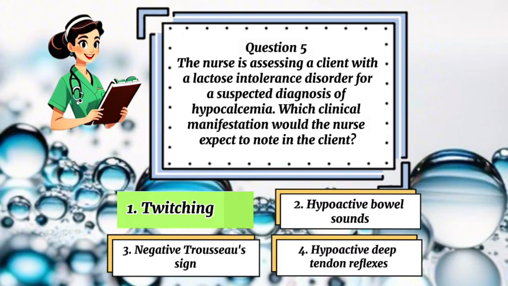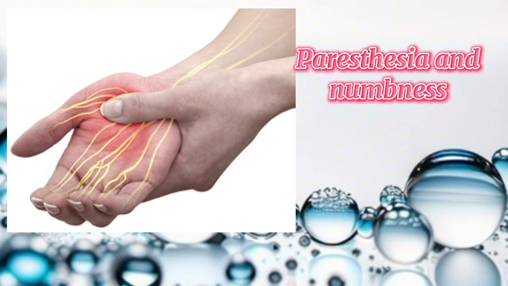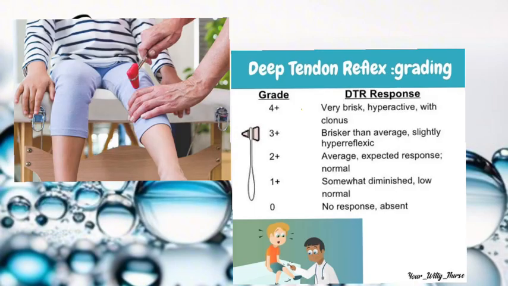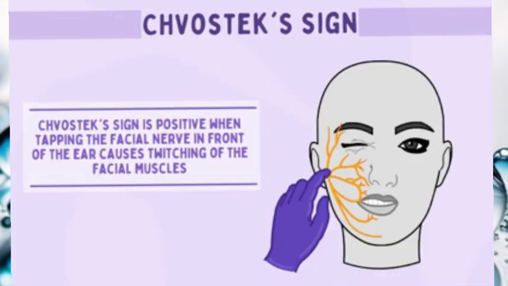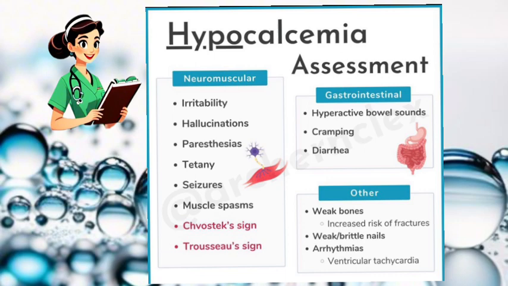1. Twitching. Rationale: signs of hypocalcemia include paresthesias followed by numbness, hyperactive deep tendon reflexes, and a positive Trousseau's or Chvostek's sign. Additional signs of hypocalcemia include increased neuromuscular excitability, muscle cramps, twitching, tetany, seizures, irritability, and anxiety. Gastrointestinal symptoms include increased gastric motility, hyperactive bowel sounds, abdominal cramping, and diarrhea.